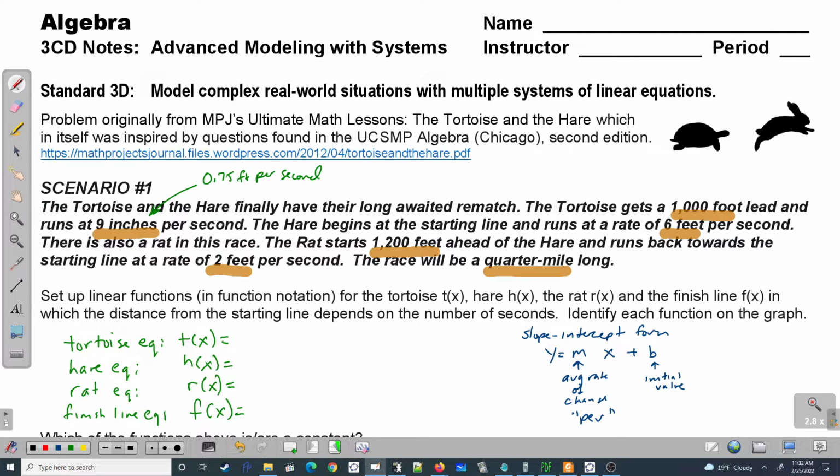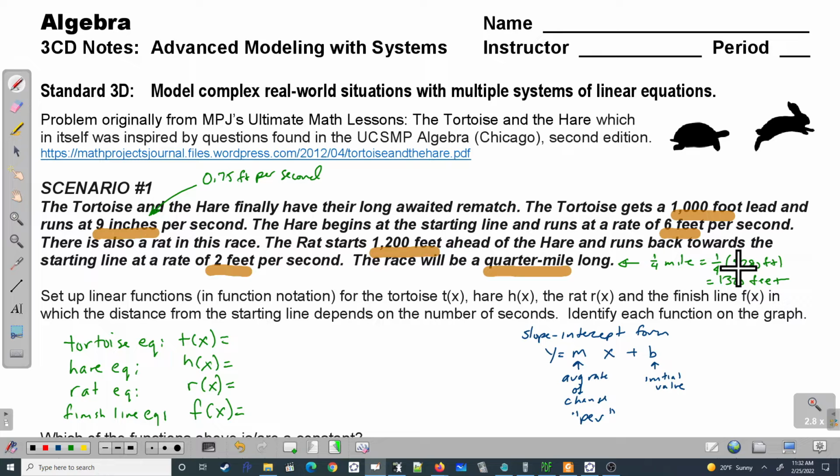And since a quarter mile long, a fourth of a mile, would be a fourth of 5,280 feet, that'd be better to call this 1,320 feet. But everything else seems like we'll have no issues. So we're going to put everything in terms of feet for our work.